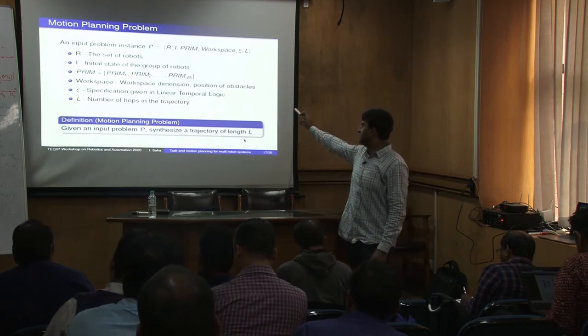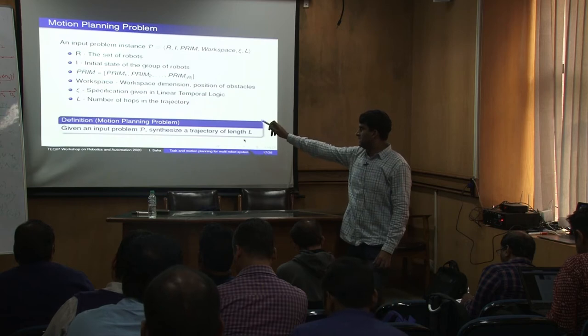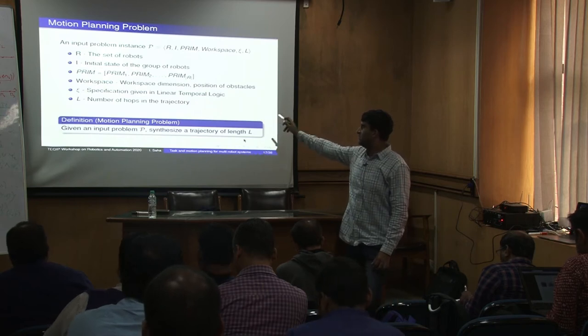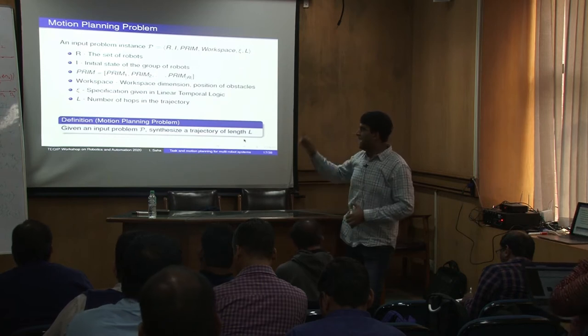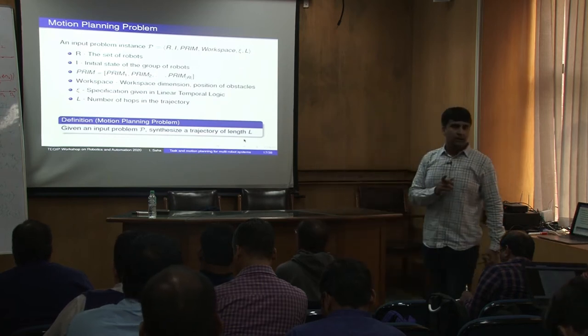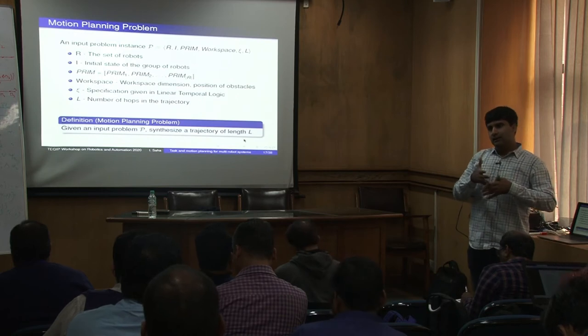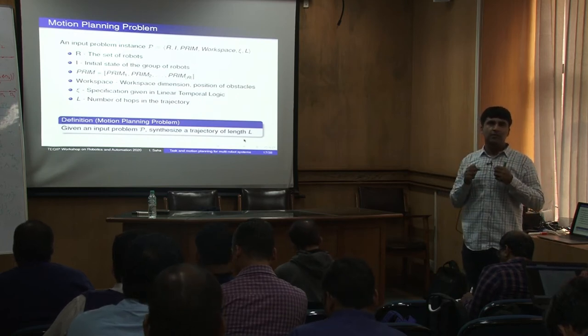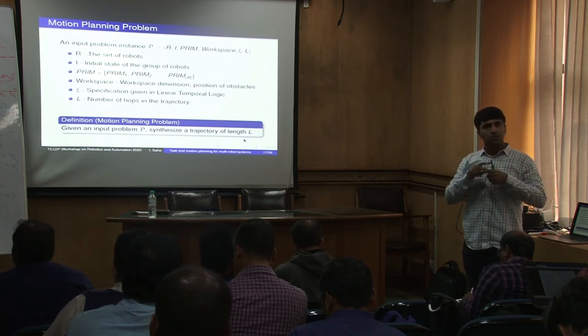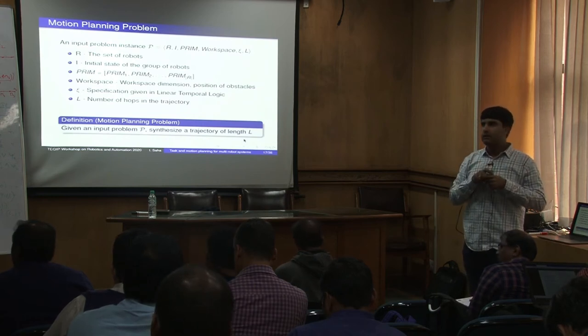Workspace is basically the workspace dimension, position of the obstacles. Then you have this specification given in linear temporal logic, that's the specification. And now what we are going to do, we will create a set of constraints that will capture this problem, and the solution of those constraints will give me a trajectory, right?